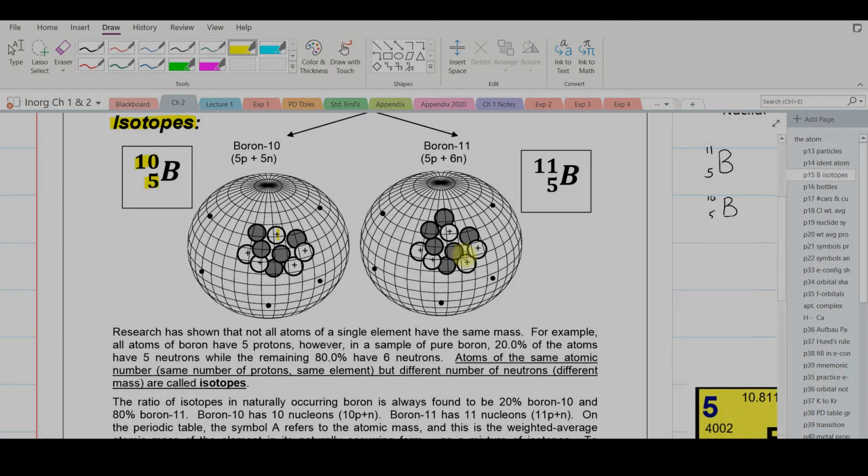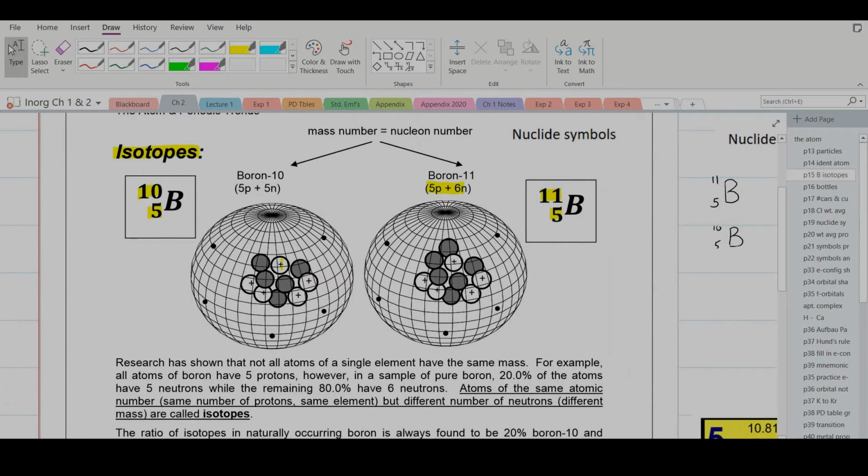And then the atom on the right also has 5 protons. It is also boron, but this one has 6 neutrons. 5 plus 6 is 11 nucleons. So here we have isotopes, elements with the same atomic number, but different number of neutrons. So notice the notation that we're using. Number of protons, and above that the number of nucleons.